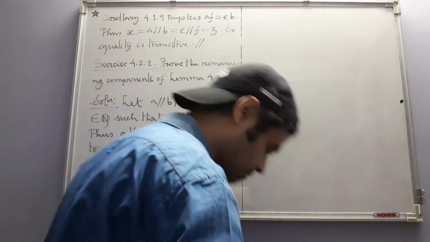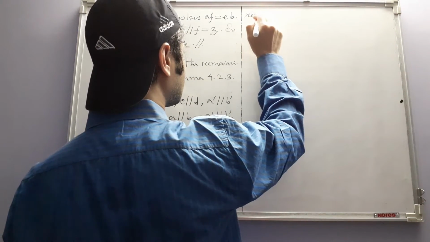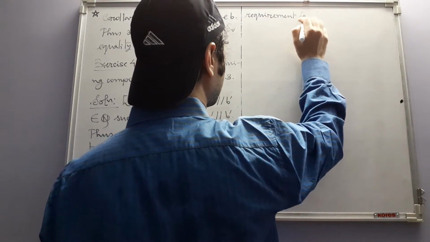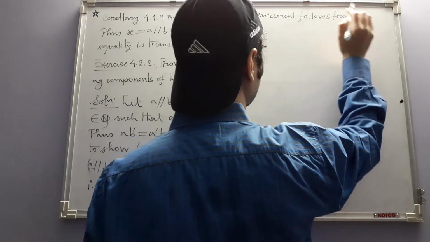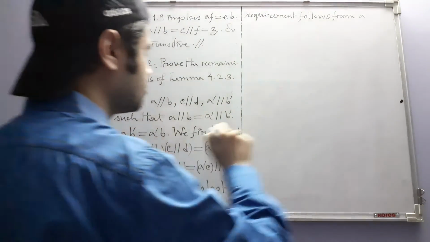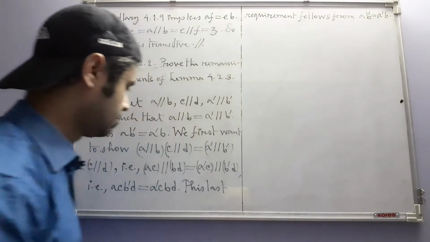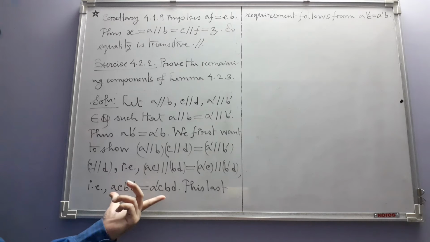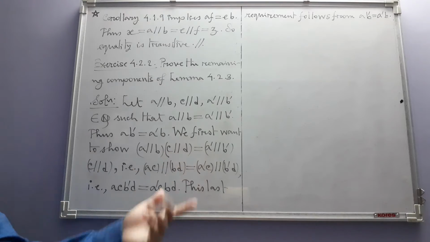This last requirement follows from this equation AB prime equal to A prime B. How? You multiply on both sides by CD and you have this. So having this means having this, which in turn means having this, and that's what we want to show.